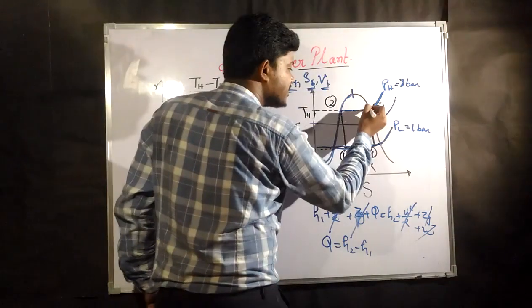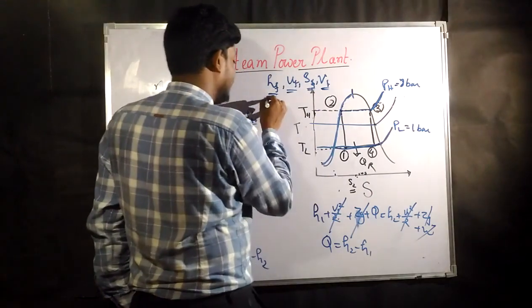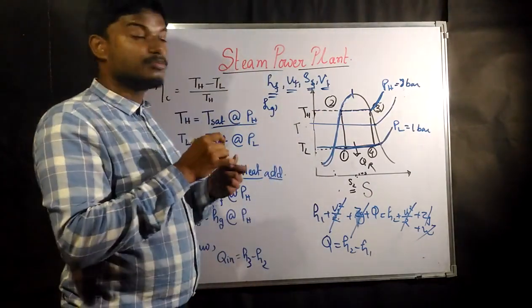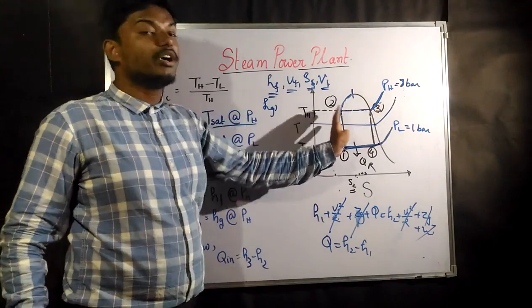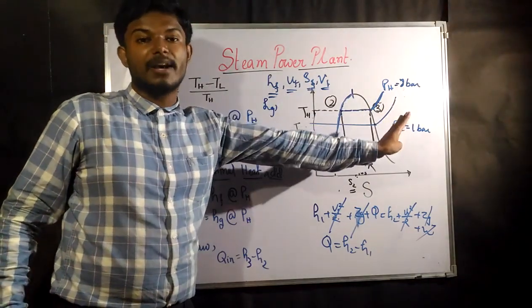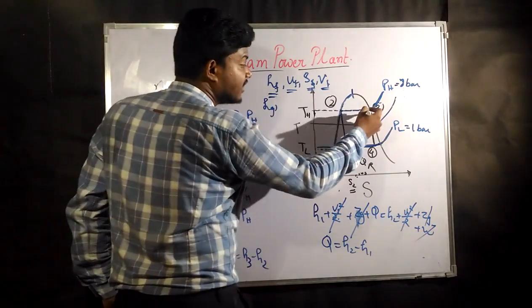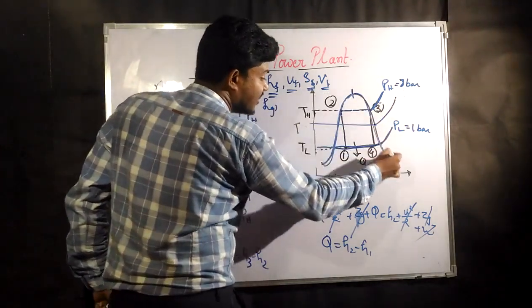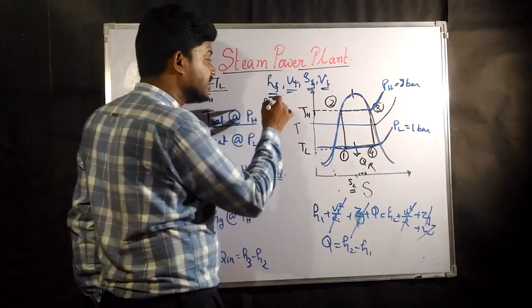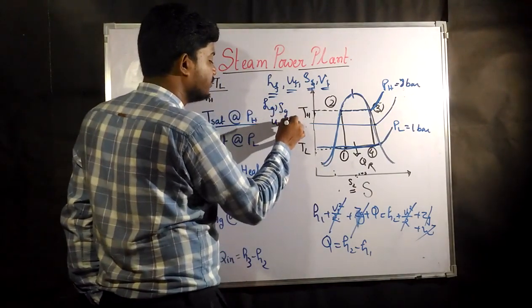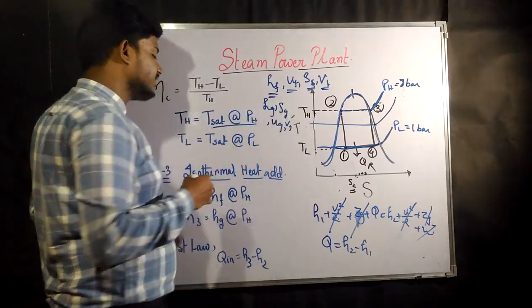Similarly, at the same pressure they will also give Hg, that means enthalpy for gas. At this point it is going to convert into vapor. So whatever enthalpy is situated on this line is denoted by the suffix G. Now it is Hg, Sg, Ug or Vg. Like that it is given.